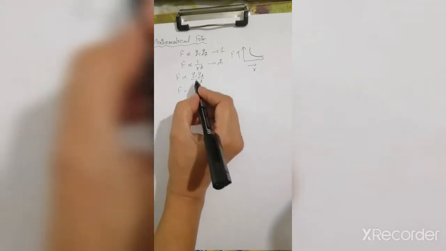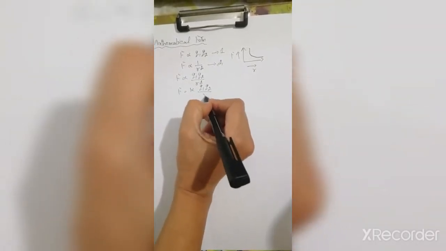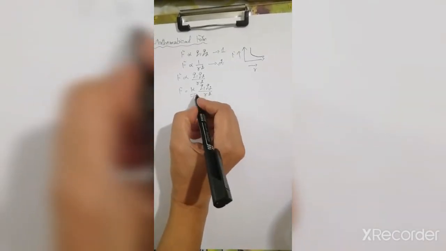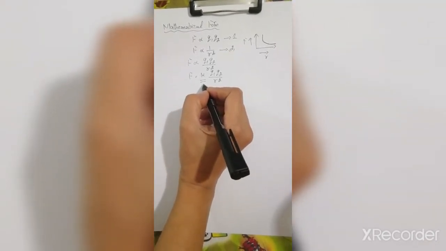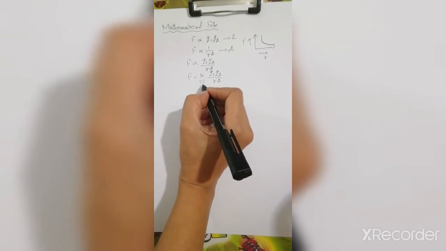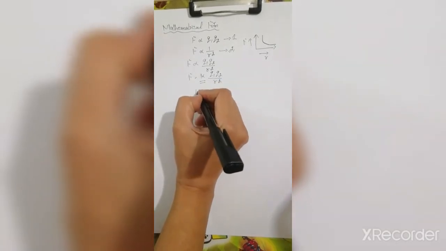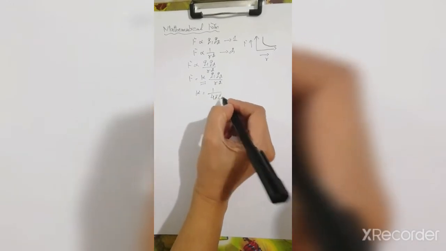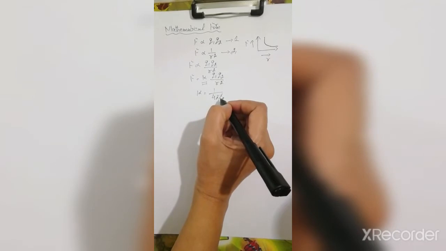Changing the proportional sign into an equal sign, F equals K q1 q2 divided by r square. K is called the constant, which is called the electrostatic constant. The value of K depends upon the nature of the medium between the two charges and the system of units, the SI system. The value of K is equal to 1 over 4 pi epsilon naught. Epsilon naught is known as the permittivity of free space.